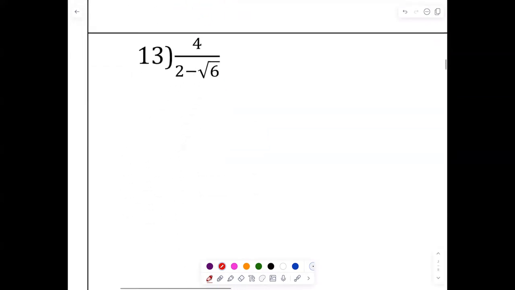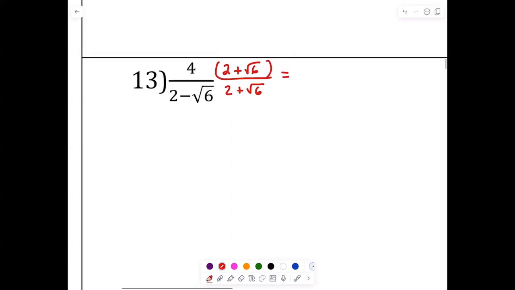All right, let's continue. This one was the hard one. Who remembers? Yes, that's correct. You multiply by what's referred to as the conjugate. It's 2 plus radical 6. Now the numerator, distribute that 4, and what do we get? No. 8 plus 4 radical 6. Remember, you're multiplying.